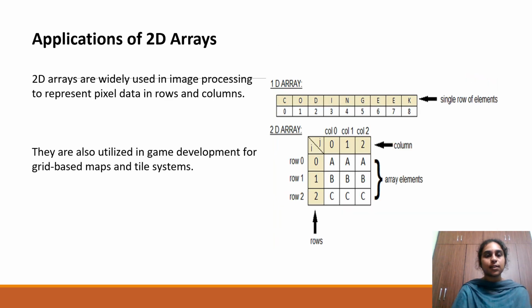Applications of 2D arrays. 2D arrays are widely used in image processing to represent pixel data in rows and columns. They are also utilized in game development for grid-based maps and tile systems.